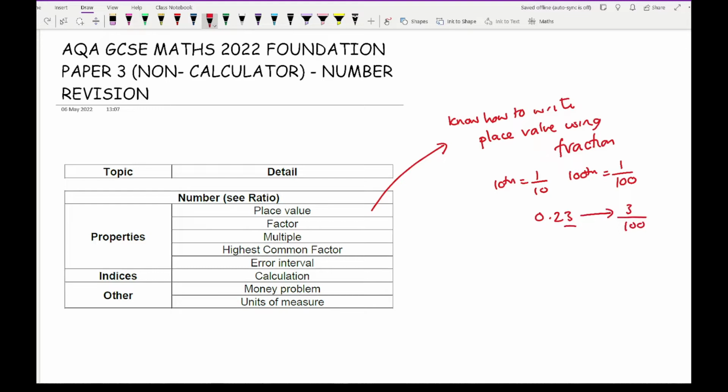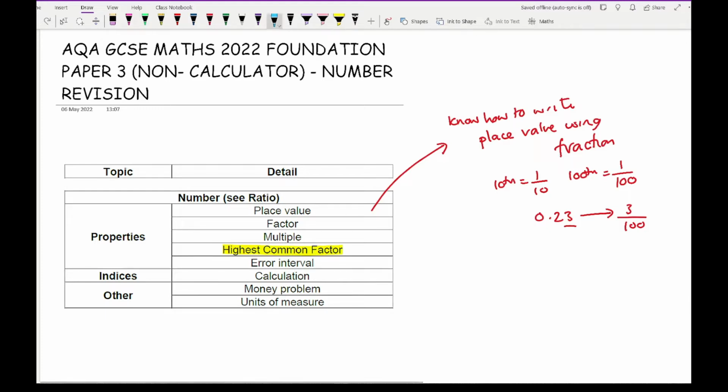Factors and multiples, again, remember, you know the difference between the two. So a factor is a number that goes into a number without leaving a remainder, and a multiple is a number that appears in that number's times tables, and that is also linked with highest common factor. So make sure that you know how to work out the highest common factor, either by using a factor tree or using your calculator even, to find the product of their primes, and then using a Venn diagram, etc.